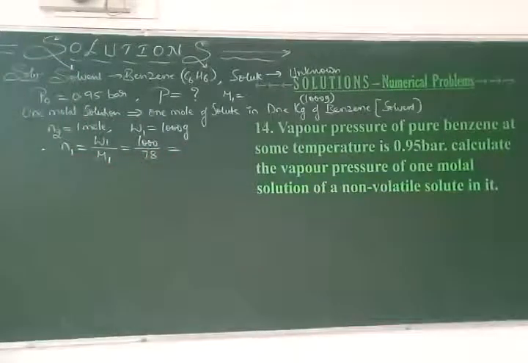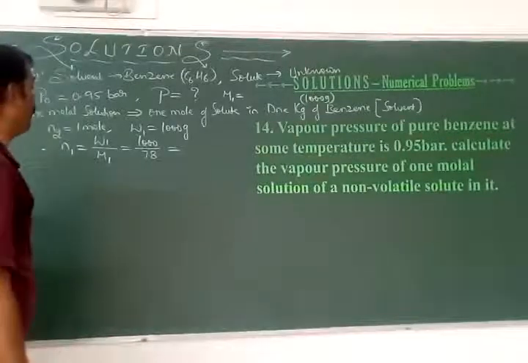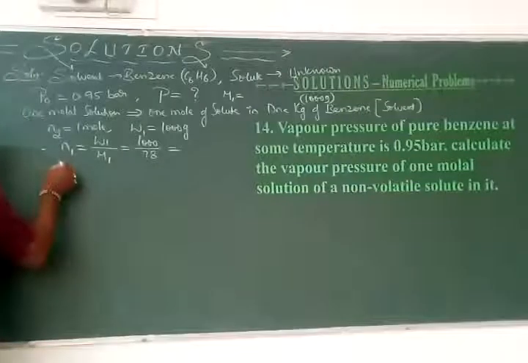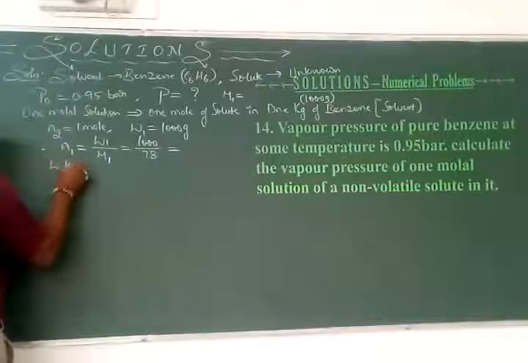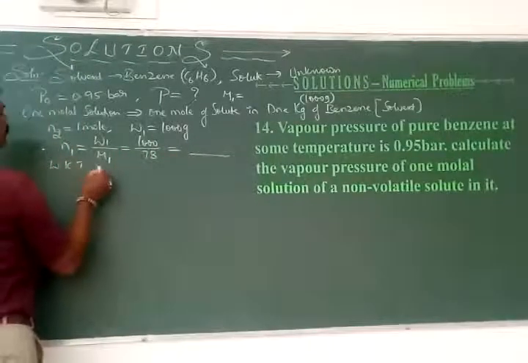So 1 kg of solvent, it is 1000 divided by 78. Then N1 is known, N2 is known. You have to simplify that and get the value of this. We know that. What is the value for this?